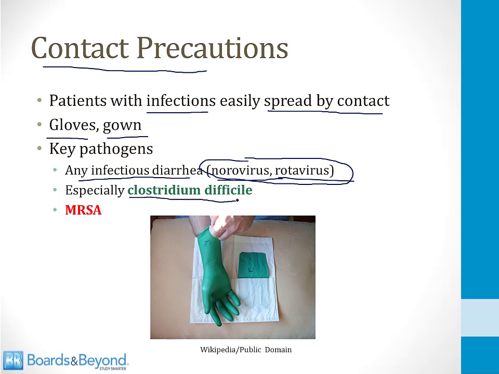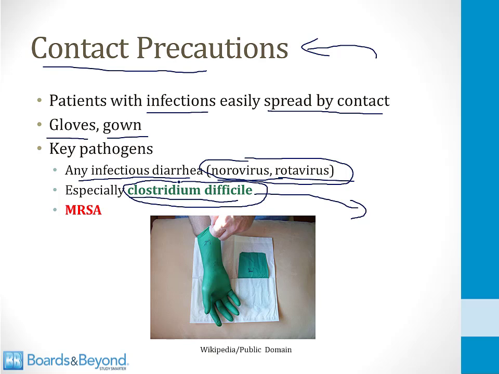Clostridium difficile is also a very important infectious agent where contact precautions are necessary. Clostridium difficile infects people who have diminished bacteria in their gut. So this includes people on antibiotics. And there are lots of patients in the hospital on antibiotics. So if one patient develops C. diff, it can be spread around to all the other patients on antibiotics, and you can have a Clostridium difficile outbreak in the entire institution.